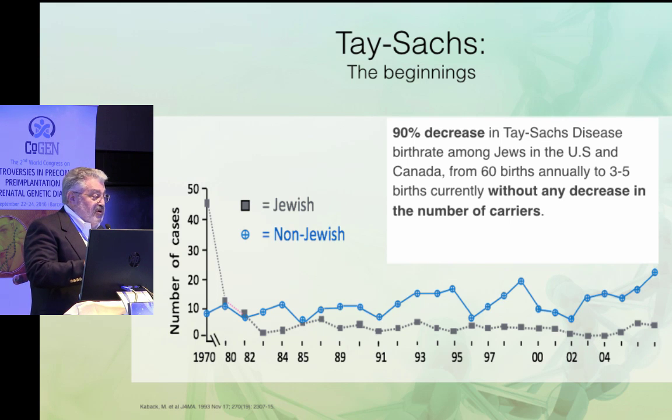And if you look at the blue curve, that is the non-Jewish incidence of Tay-Sachs disease. So you can see that that has remained steady and is actually more frequent in non-Jewish individuals than in Jewish individuals now. And that looks like it may be trending up a little bit. I don't have any more recent data, but the suspicion is that it is trending up a bit. So it's more likely to have a child with Tay-Sachs disease in a non-Jewish couple.